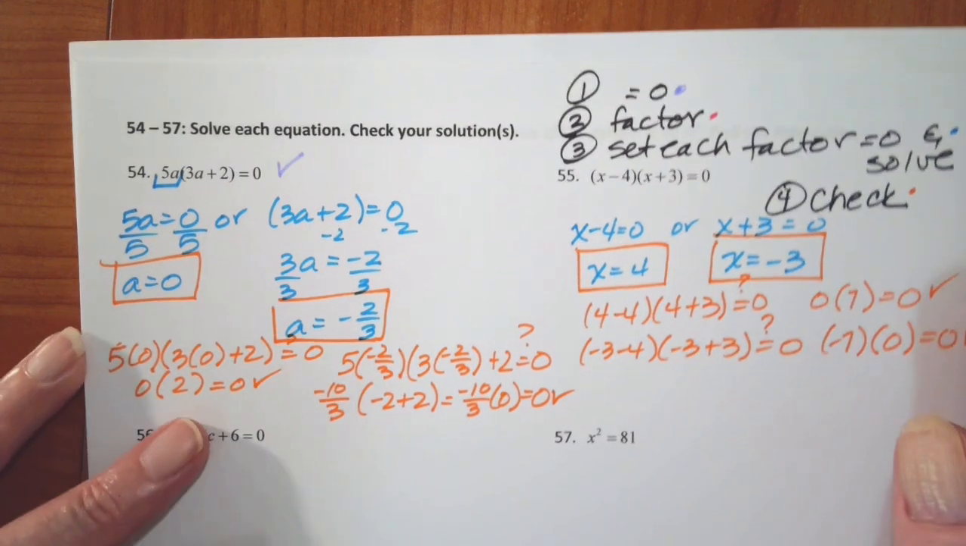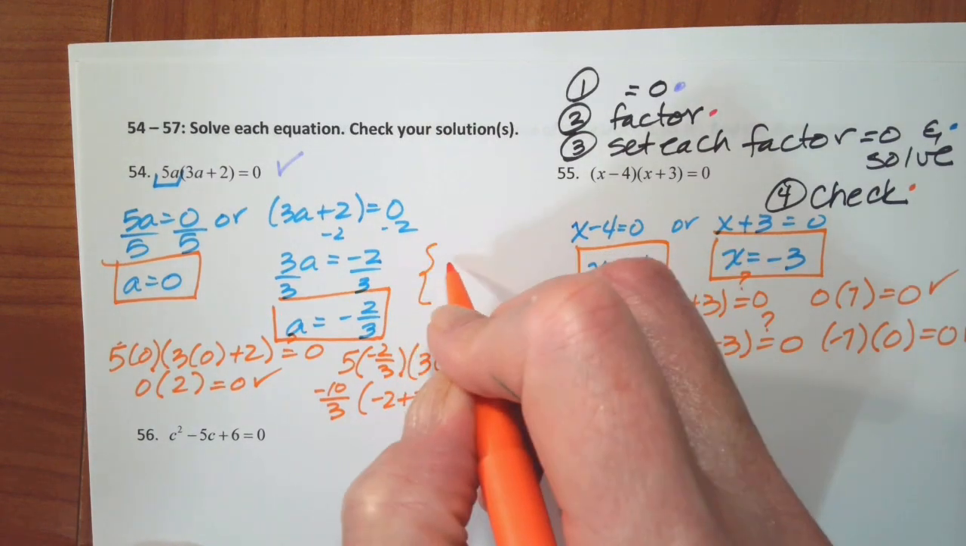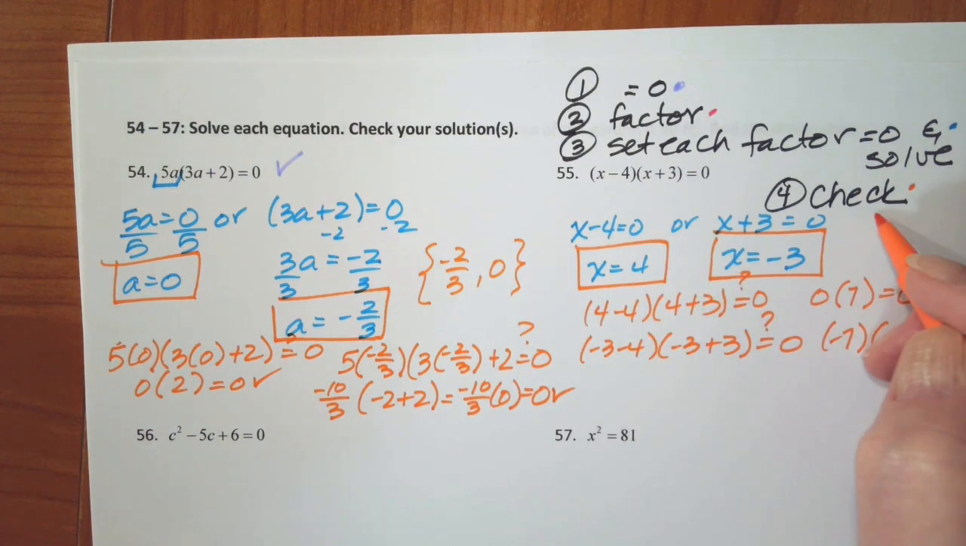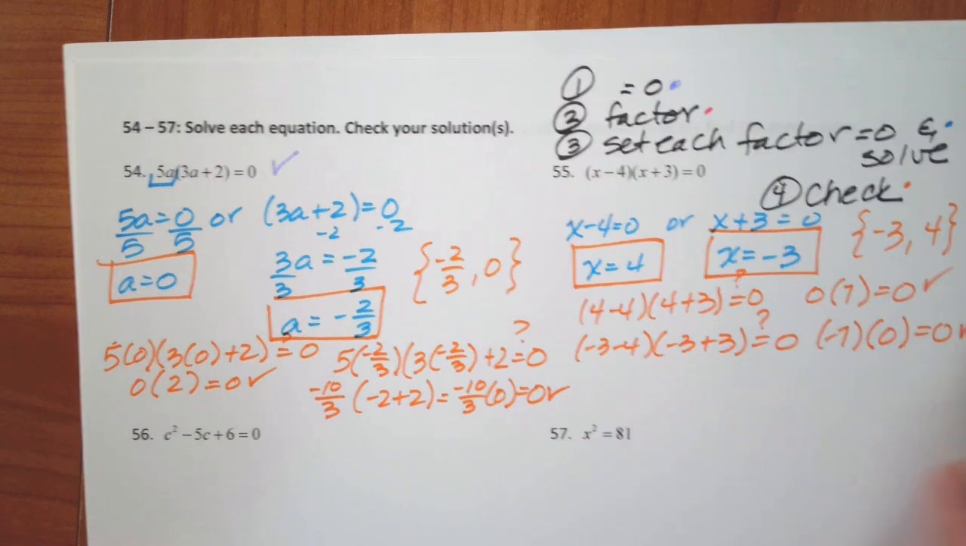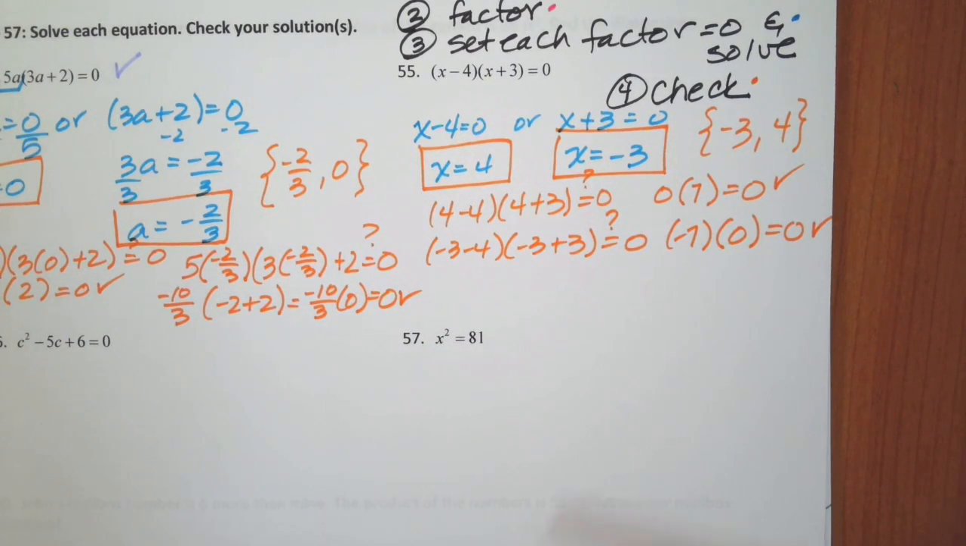Now you can leave it just like that, but what we talked about before, you can also put it in set notation. So this would be negative 2/3 and 0, and this would be negative 3 and 4. And again, I always put it in numeric order.